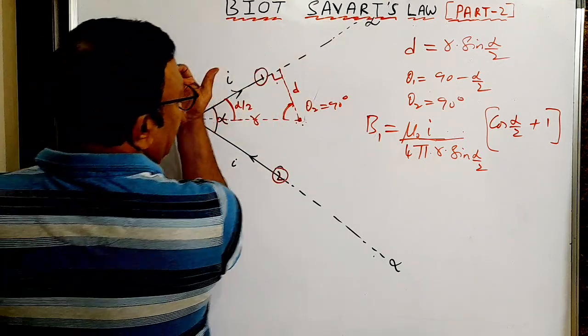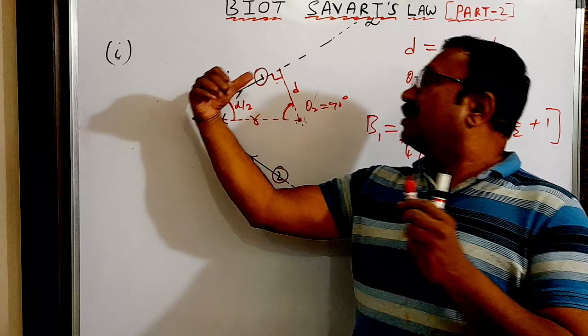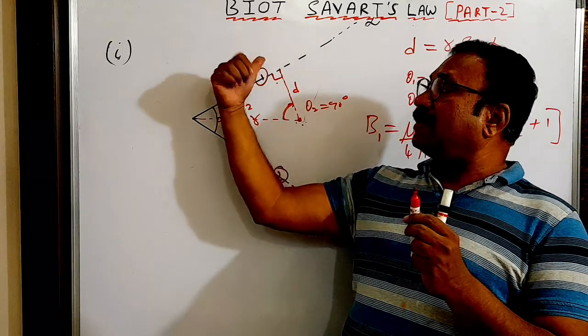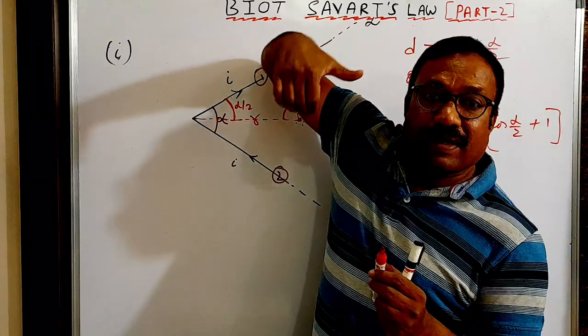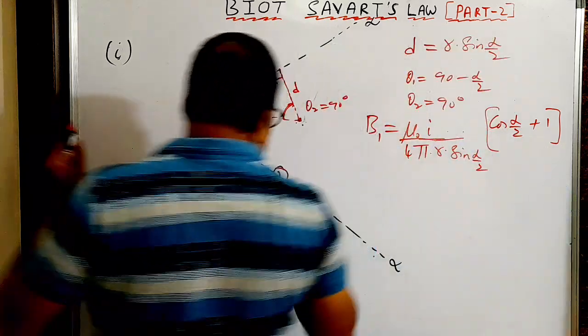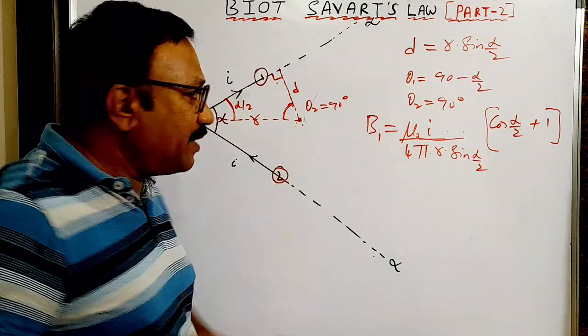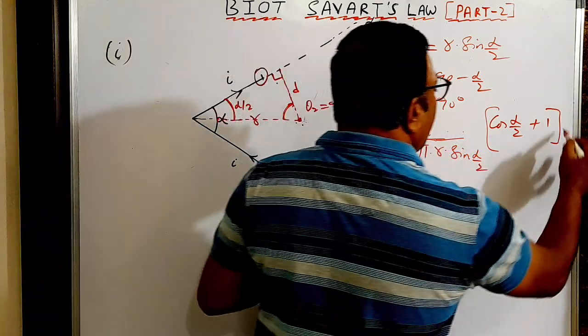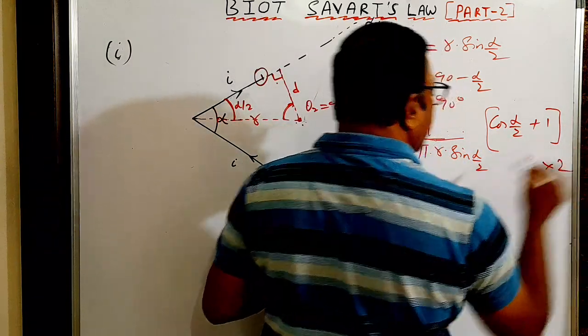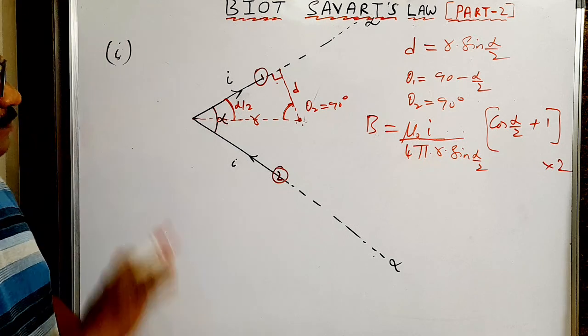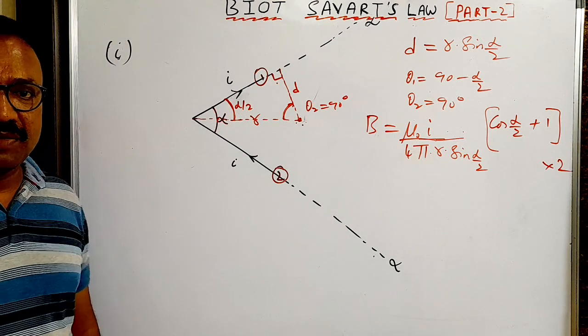Inward or outward? Let me check. See, this is the wire, this is the thumb. So the magnetic field is inward. See, this also produces inward field. Same field it will produce. So two fields must be added. So your answer is the total field is now into 2. Multiply this. So like this we have to solve the problems now. Okay.